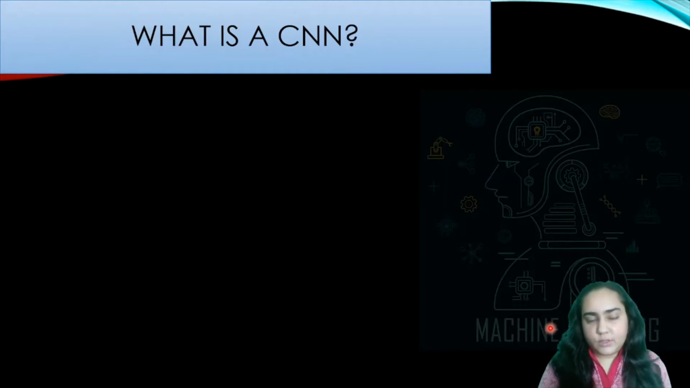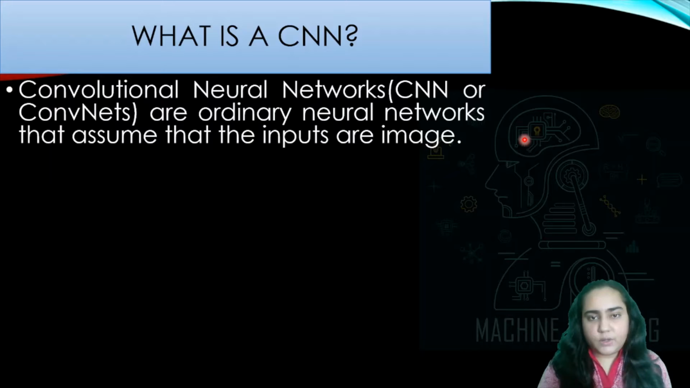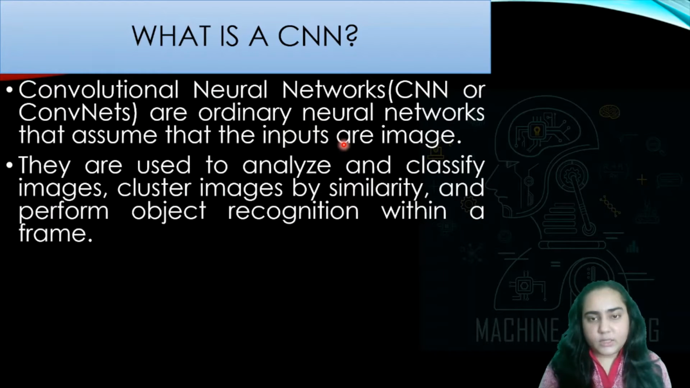First, let's talk about what is a CNN. CNN stands for convolutional neural network, and CNNs are nothing but ordinary neural networks, but they assume that the inputs are all images. So instead of assuming that inputs are anything else like numbers, here in CNNs, all inputs are images, and they are used to analyze and classify images, cluster images by similarity, and perform object recognition within a frame. So if you wanted to detect a person from an image, you could do that.